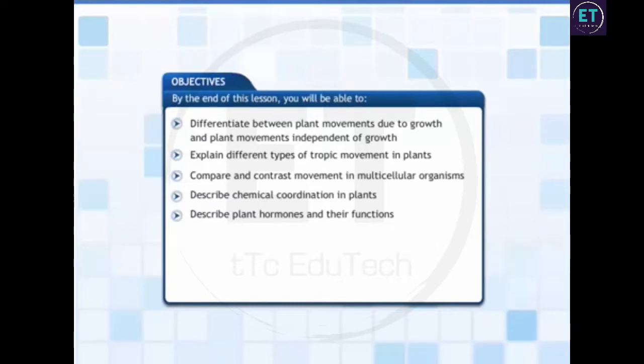In this lesson, you will learn about the types of coordination in plants. At the end of this lesson, you will be able to differentiate between plant movements due to growth and plant movements independent of growth. Explain different types of tropic movement in plants. Compare and contrast movement in multicellular organisms. Describe chemical coordination in plants. Describe plant hormones and their functions.